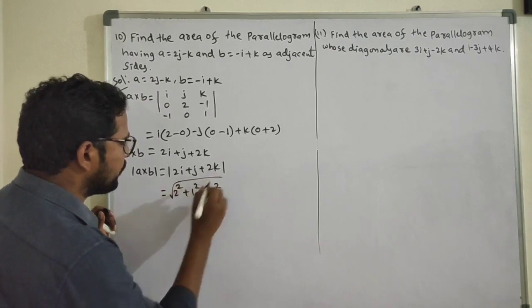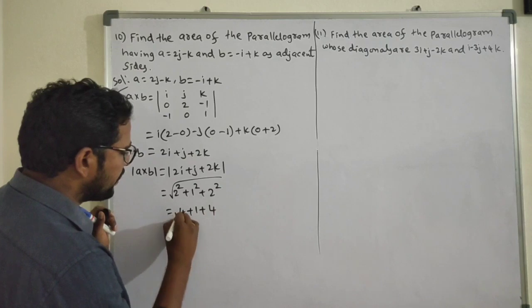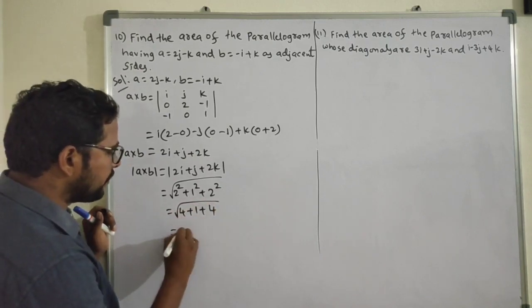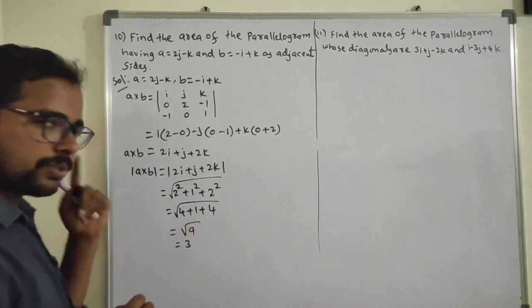2 square is equal to 4, 1 square is 1, plus 4 under root, 4 plus 1 plus 4 is equal to root 9. Root 9 is equal to 3.